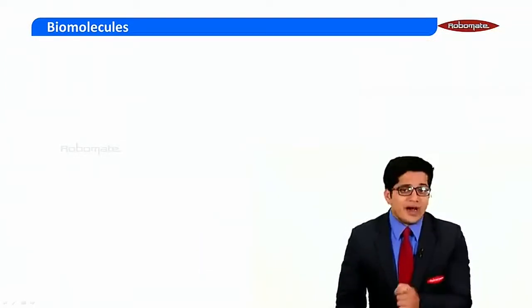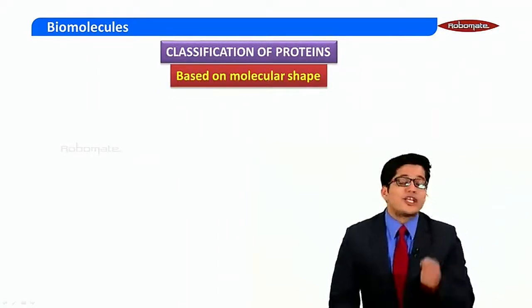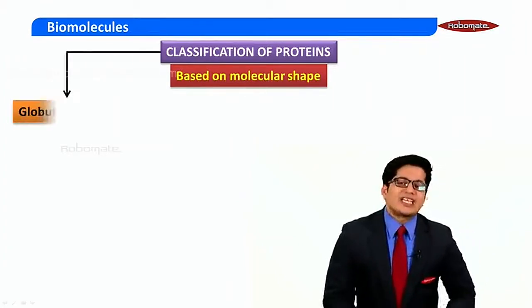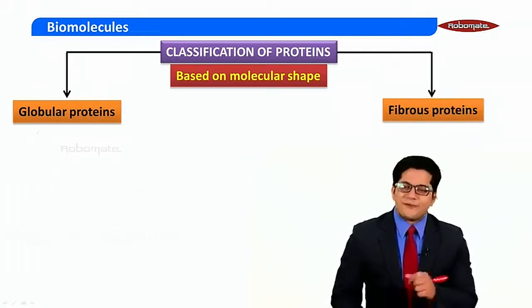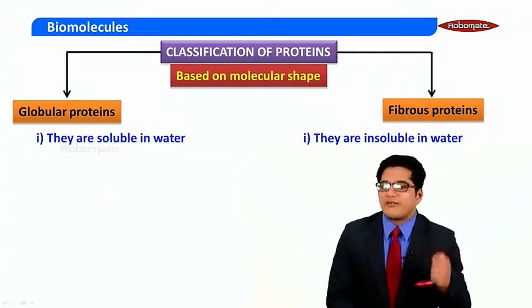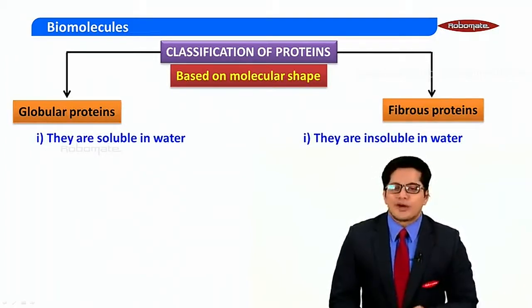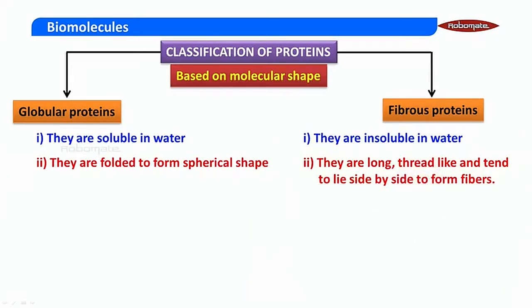Moving further, now let's try to classify these proteins based on their molecular shapes. They are classified into two categories, globular and fibrous. First, let's start with globular. They are soluble in water, whereas fibrous proteins are insoluble in water. Next, globular proteins are folded in such a way that they form a spherical shape, whereas fibrous proteins are long, thread-like, and tend to lie side by side to form fibers.